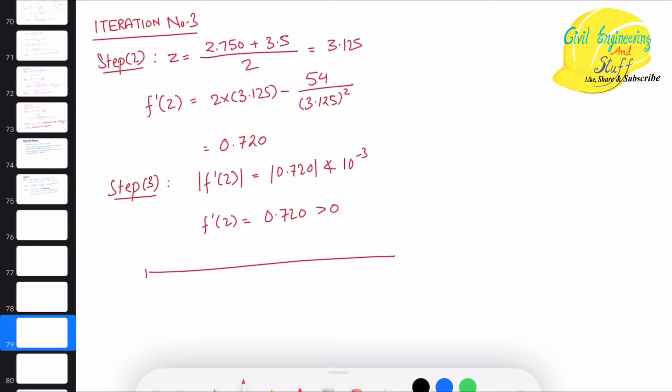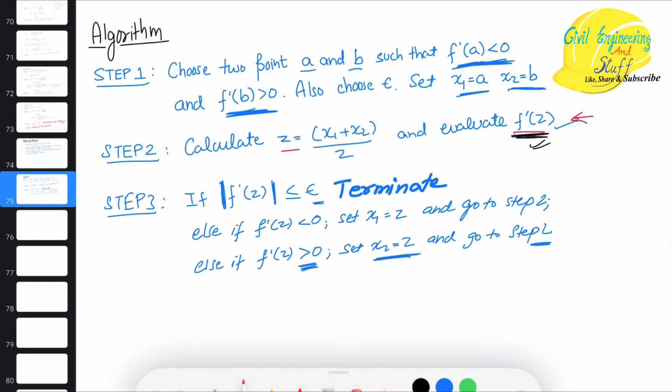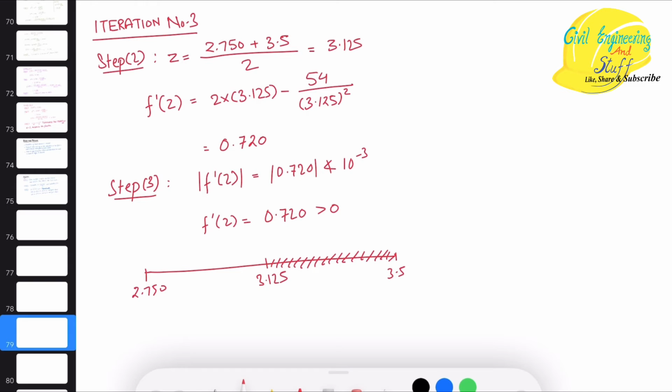So if this is the region, our points are 2.750, 3.5, and the midpoint is 3.125, right? Now since it is greater than 0, which region will we eliminate? Basically we are going to set the new x2 point. As in the algorithm, if f dash z is greater than 0, we will set the new x2 point. We have eliminated this region, so we have set the new x2 point. This is the x1 point, this is the x2 point.